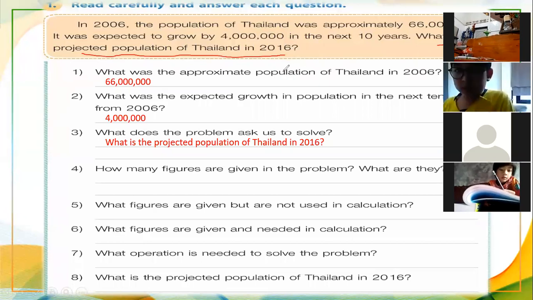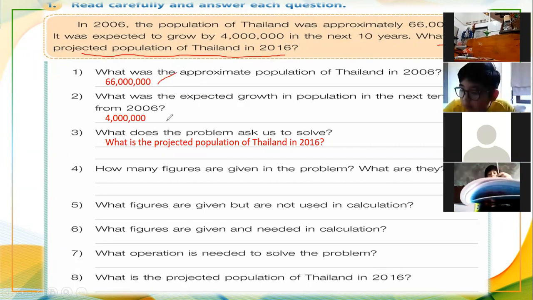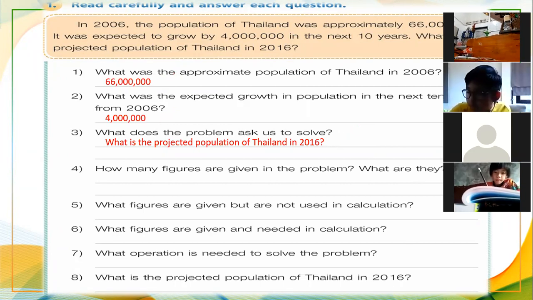So we have two pieces of information already. First one is the population of 2006, 66 million. Second is the growth of population in the next 10 years, 4 million. And what do they want to know? They want to know the projected population of Thailand in 2016.